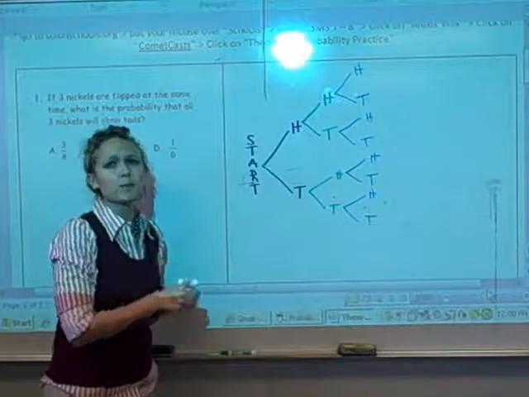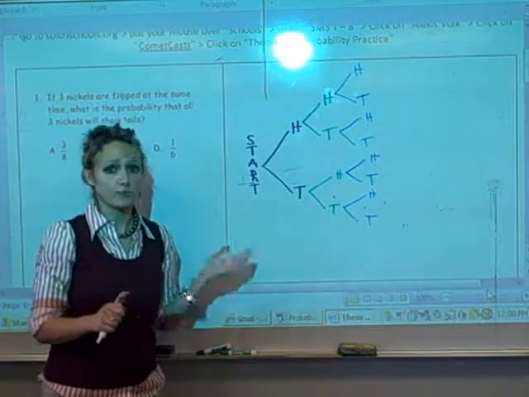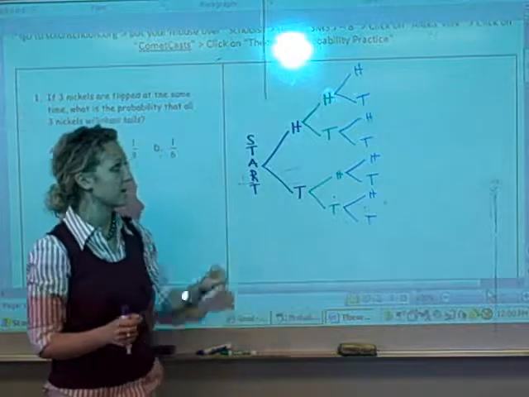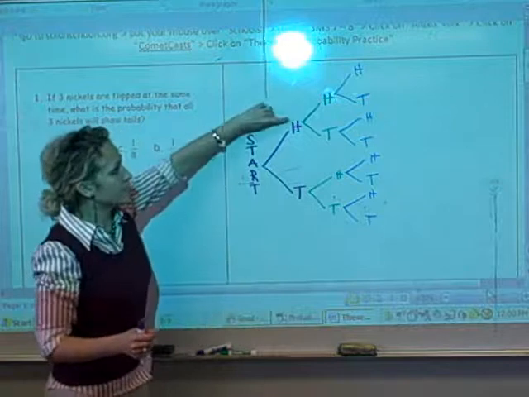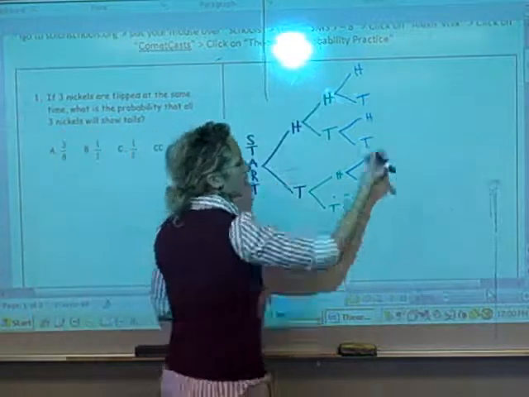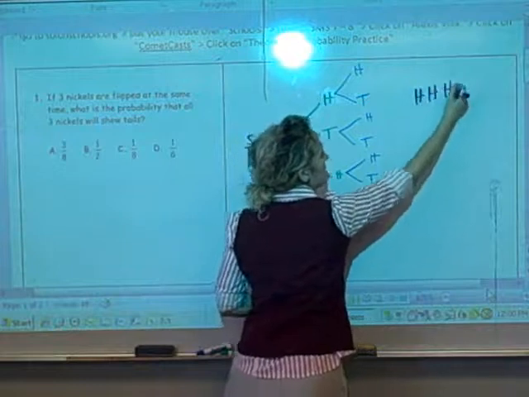Okay, this problem is usually one that really confuses people. So I'm going to write out all of the different things that could have happened when we would have done this experiment by looking at my tree diagram. So the first thing that could have happened is I could have flipped heads, heads, heads. So over here I'm just going to write H, H, H for the 3 heads.